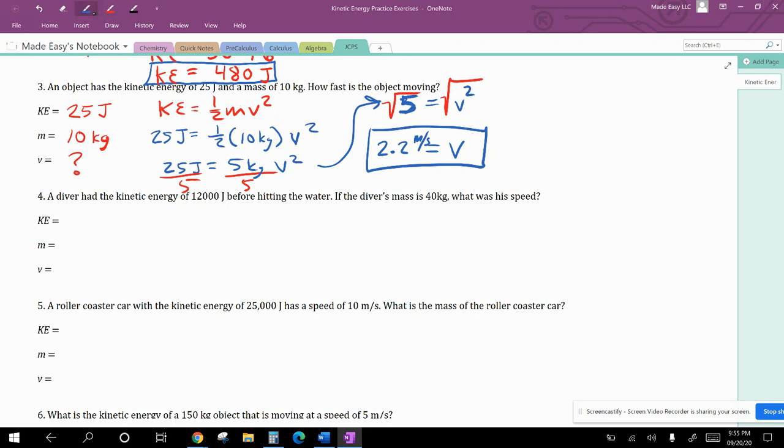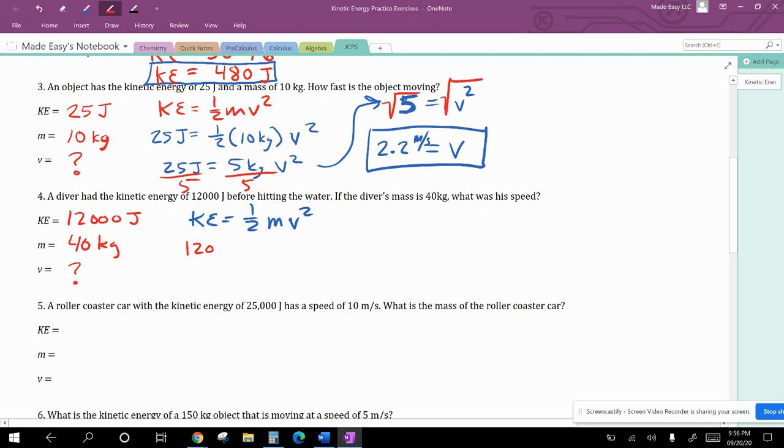So in this example, they gave us kinetic energy of 12,000 joules, and the mass is 40 kilograms. And so we're doing another example problem, like one above, where we're calculating for velocity, right? So we have our kinetic energy equals 1/2 times mass times v squared. Okay, then I'm going to start plugging in what we have.